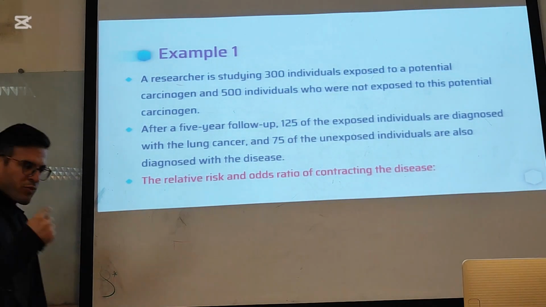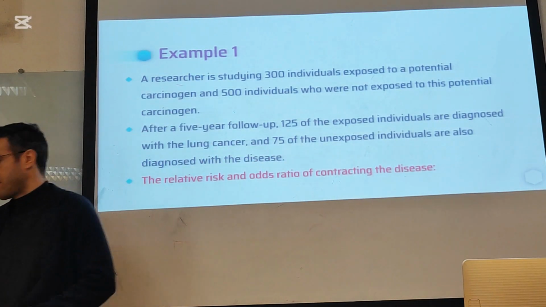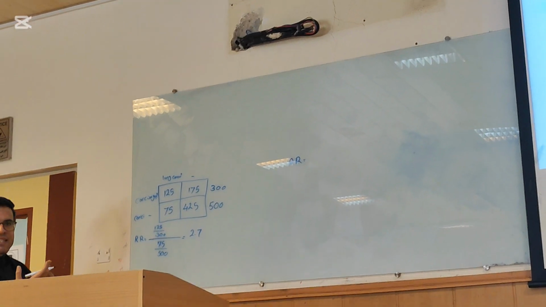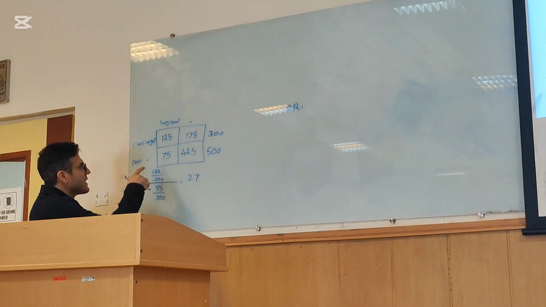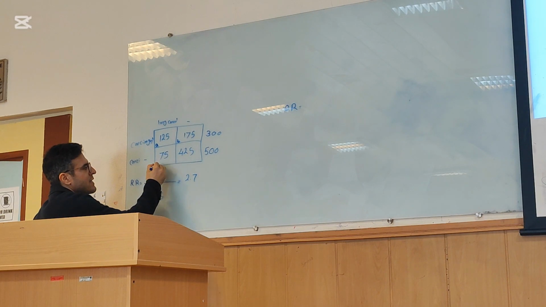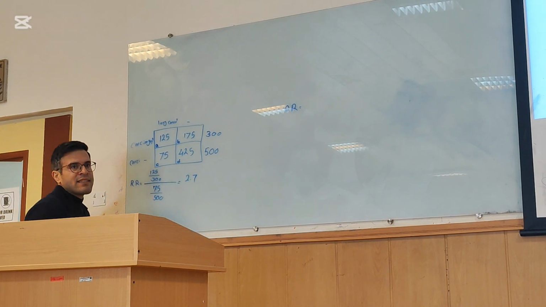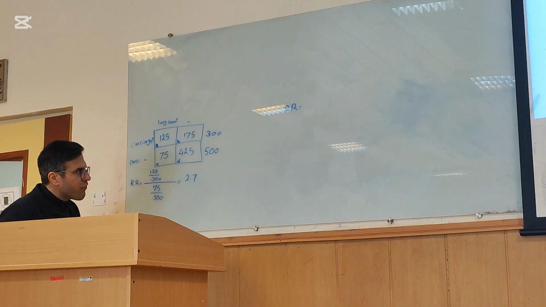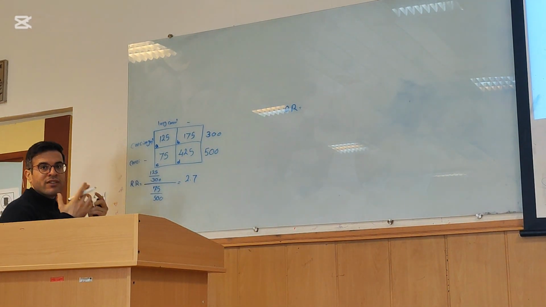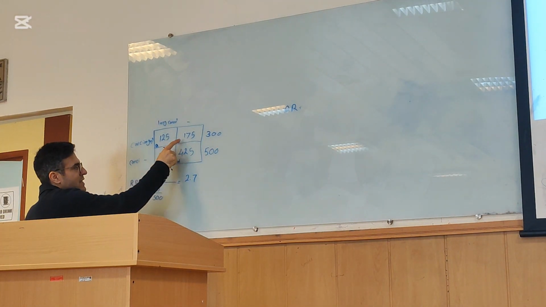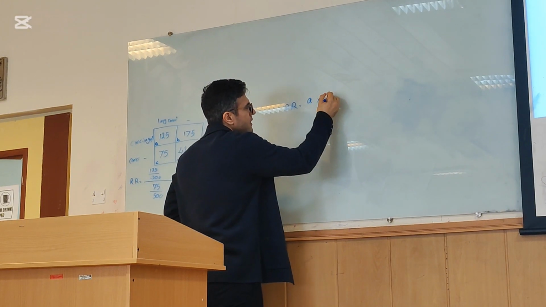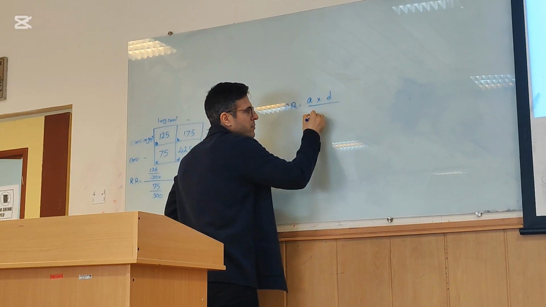The best approach for calculating the odds ratio is here. In the standard 2x2 table, this cell is A, this is B, this is C, and this is D. For calculating the odds ratio, the best scenario after determining these cells is AD divided by BC.